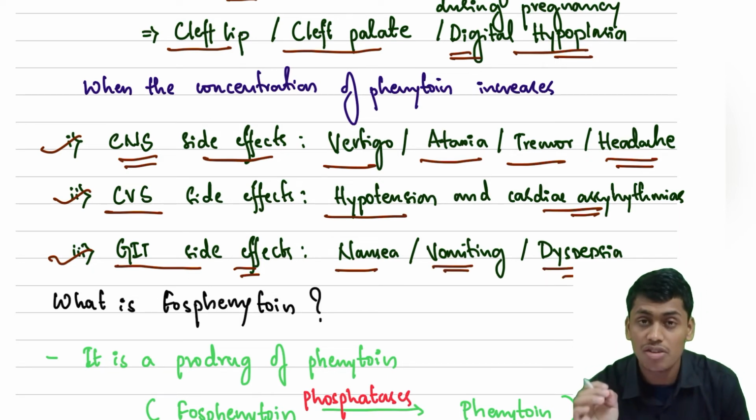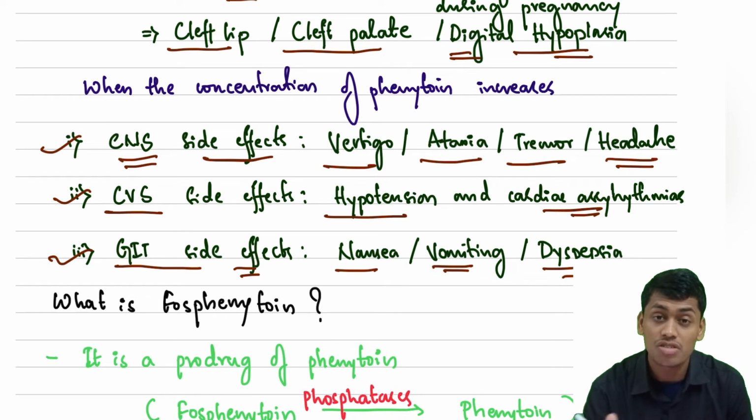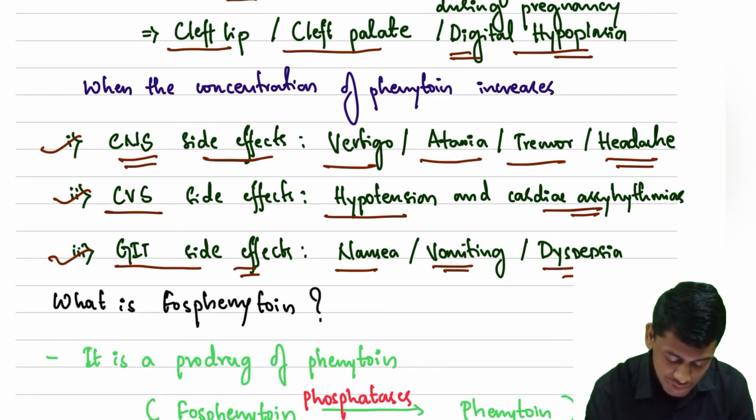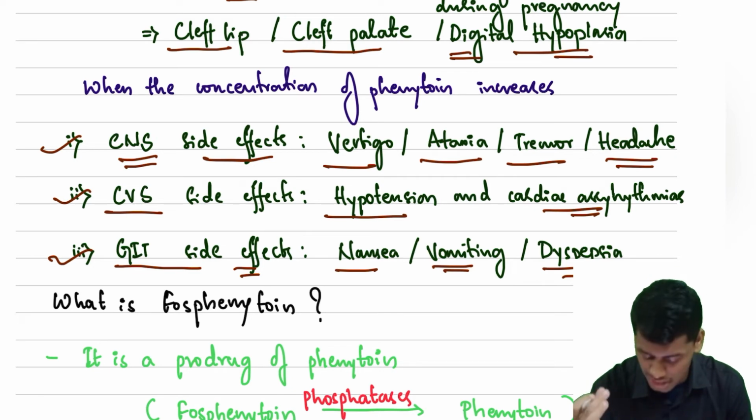So when the concentration of phenytoin in the body increases, it causes further toxicity. In terms of CNS, we have vertigo, ataxia, tremor, and headache. In terms of CVS, we have hypotension and cardiac arrhythmias. In terms of GIT, we have nausea, vomiting, and dyspepsia.